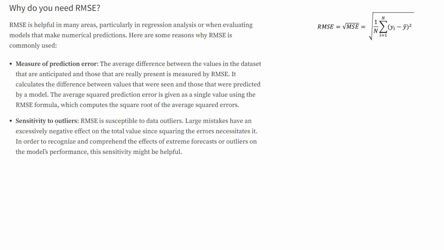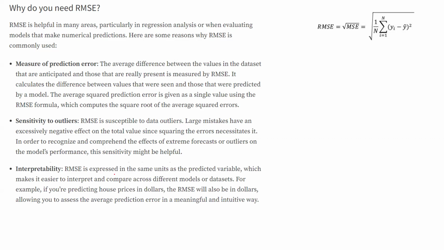It is very sensitive to outliers. RMSE is susceptible to data outliers. Large mistakes have an excessive negative effect on the total value, since squaring the errors necessitates this. In order to recognize and comprehend the effects of extreme forecasts or outliers on the model performance, the sensitivity might be helpful.